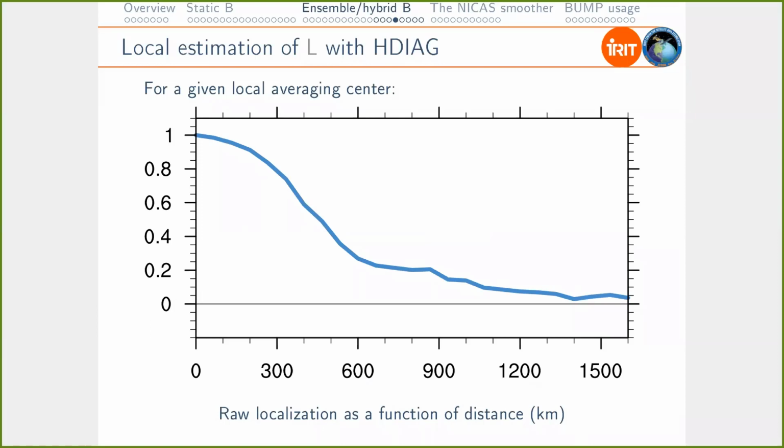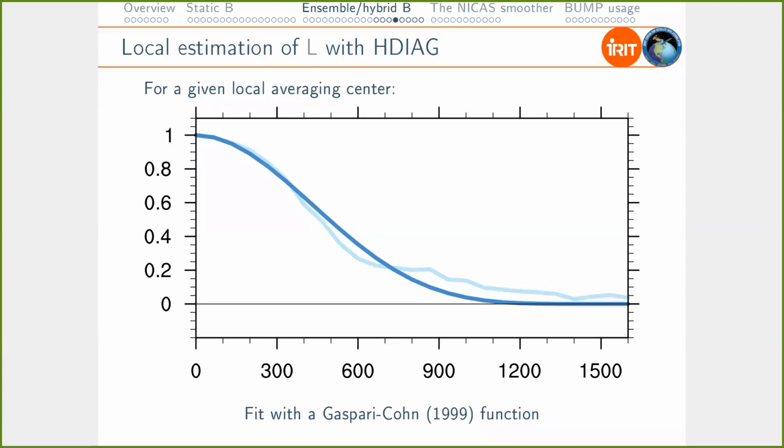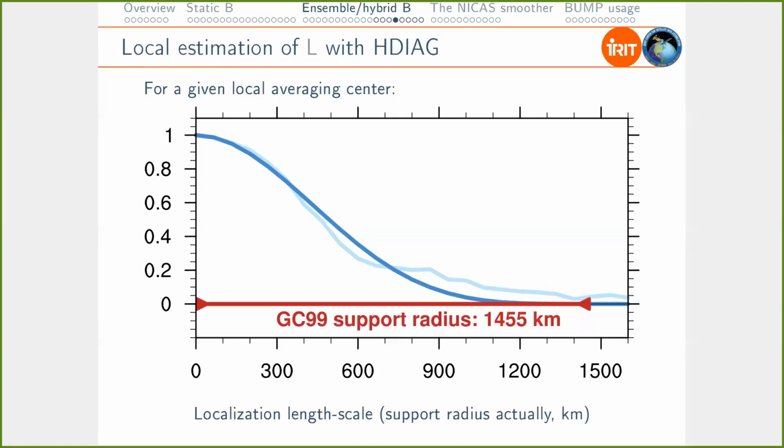And for each point, we have this raw localization function, and we will fit it with a Gaspari-Cohn function. So here it's better because it's flatter at the top. So in general, the Gaspari-Cohn function is good for fitting localization functions. So we get the Gaspari-Cohn function length scale, or its support radius actually.